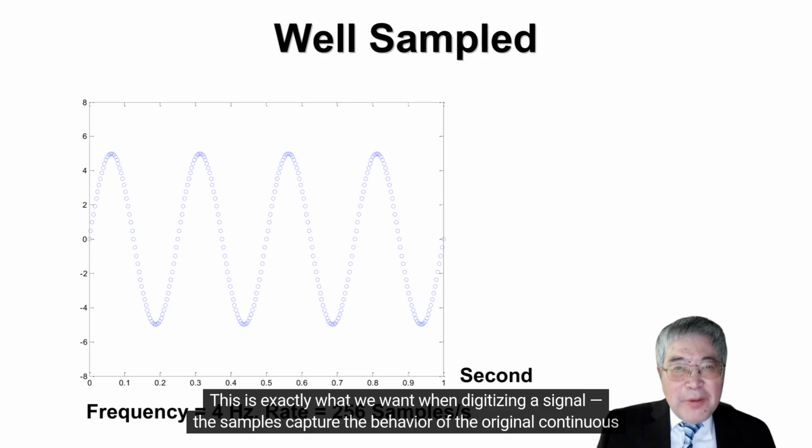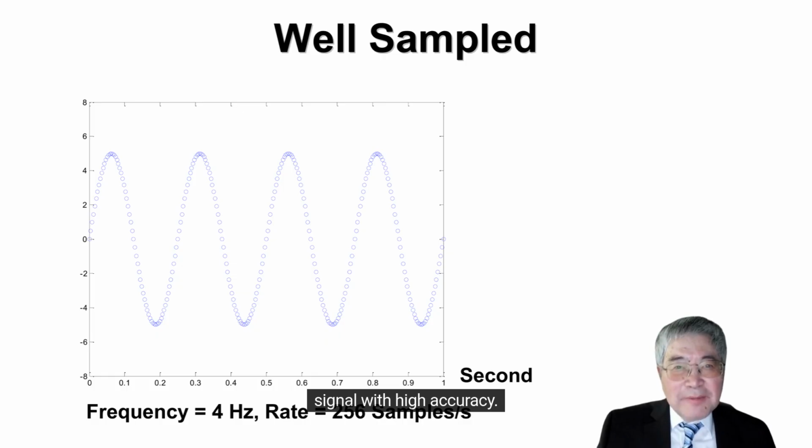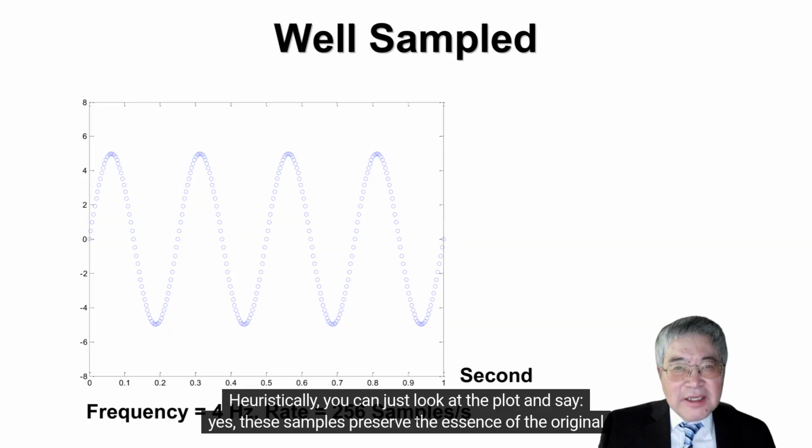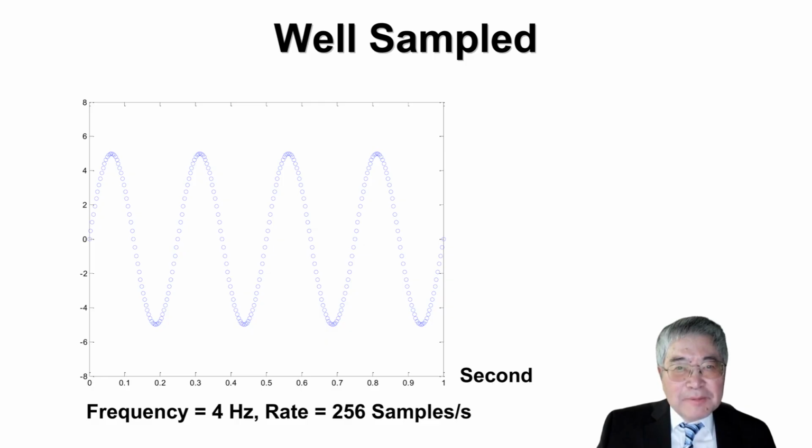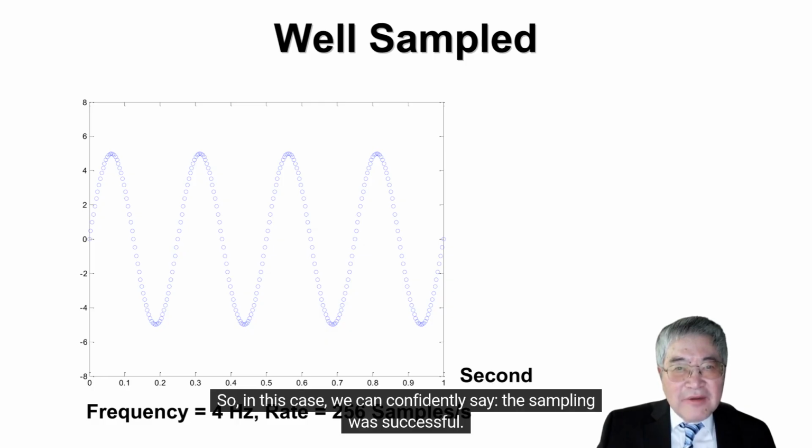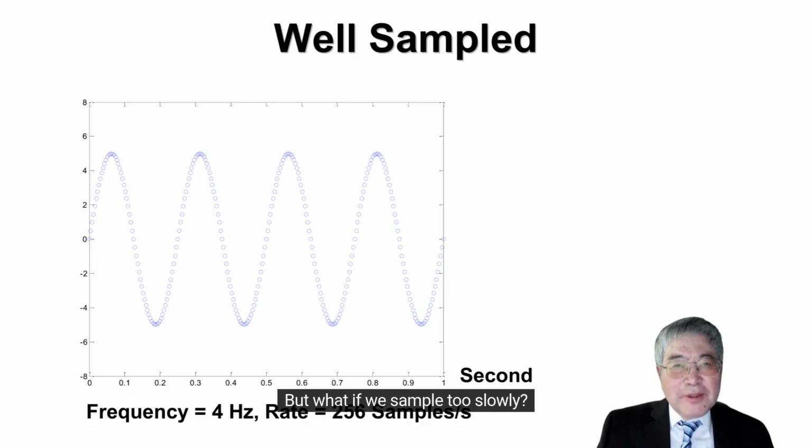This is exactly what we want when digitizing a signal. The samples capture the behavior of the original continuous signal with high accuracy. Heuristically, you can just look at the plot and say, yes, these samples preserve the essence of the original wave. So in this case, we can confidently say the sampling was successful. But what if we sample too slowly? Let's take a look at that next.